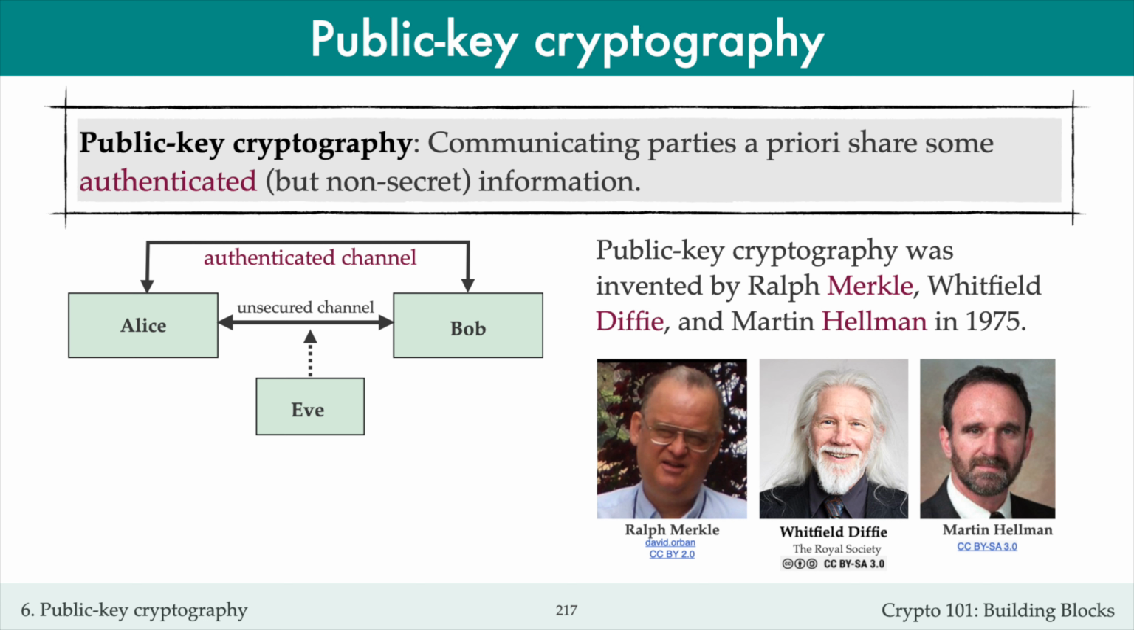Public key cryptography was invented by Ralph Merkle and independently by Whitfield Diffie and Martin Hellman in 1975. It's a remarkably simple idea, but extremely important, certainly one of the top 10 ideas in all of computer science. And the idea of public key cryptography is also quite counterintuitive.